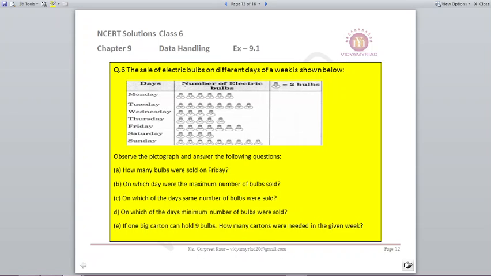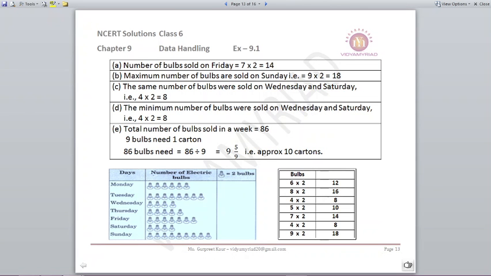Question number 6. The sale of electric bulbs on different days of a week is shown below. Now let us first draw the information from this. You have electric bulbs and each electric bulb represents 2 bulbs. So first let us find out how many bulbs are there.